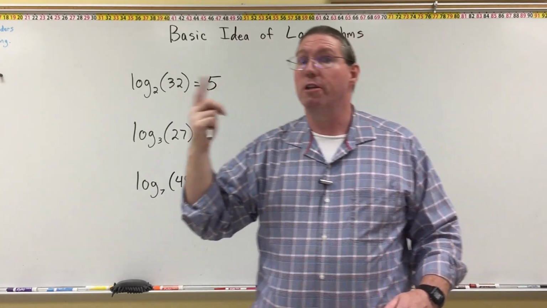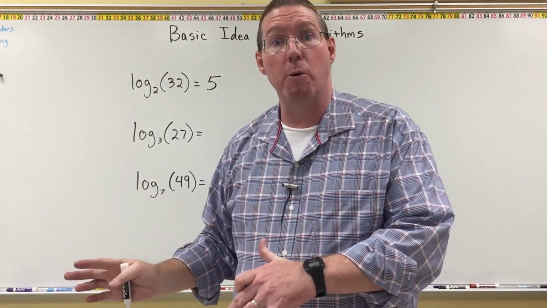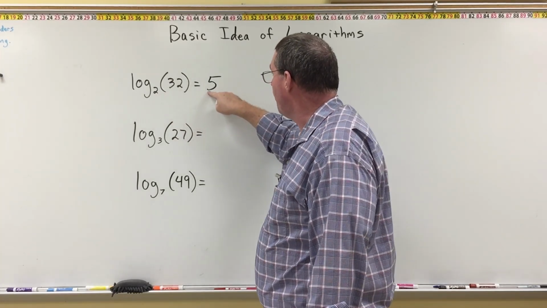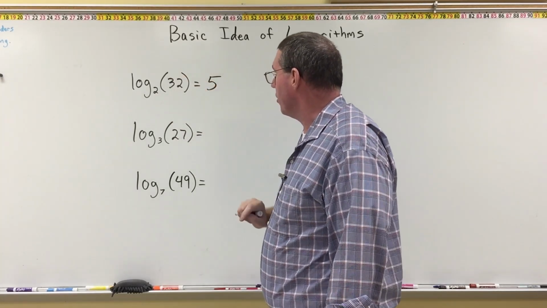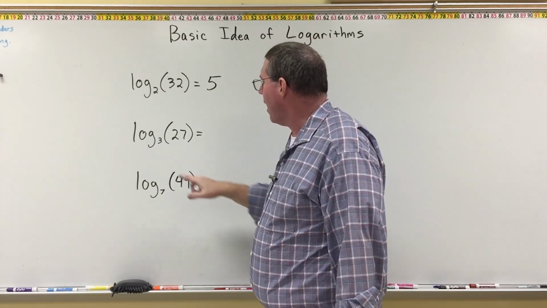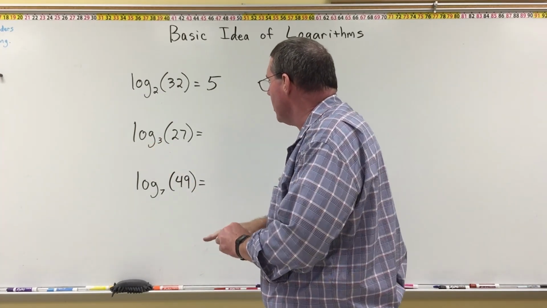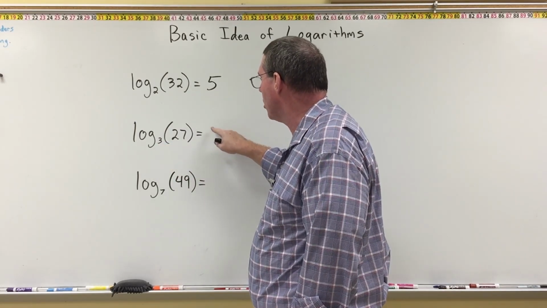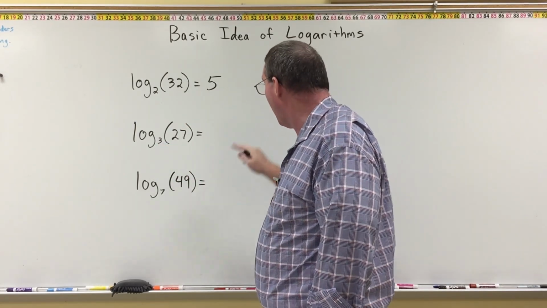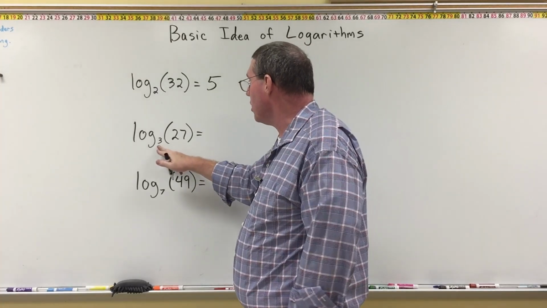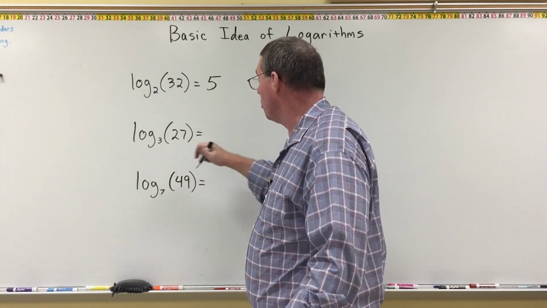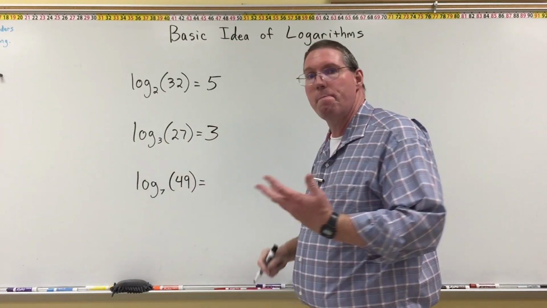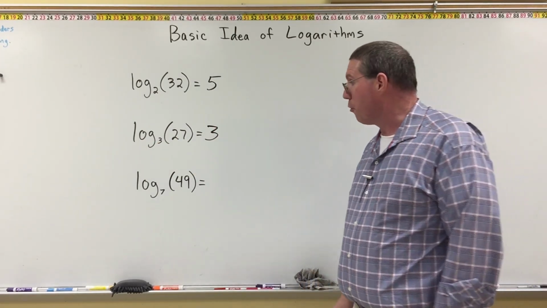The answer is not 2 to the 5th power. It's just whatever the exponent is. It's 5. Because 2 to the 5th power is equal to 32. Okay? All right, so now let's go to this one. Log base 3 of 27. 3 to some power equals 27. Well, I've already told you need to memorize that 3 to the 3rd power equals 27. So we know that the logarithm here, log base 3 of 27, is equal to 3.